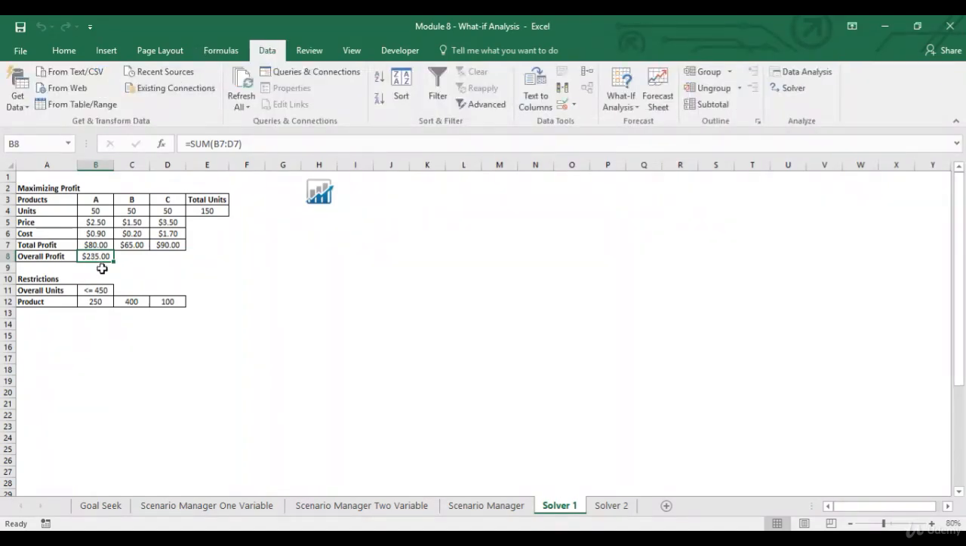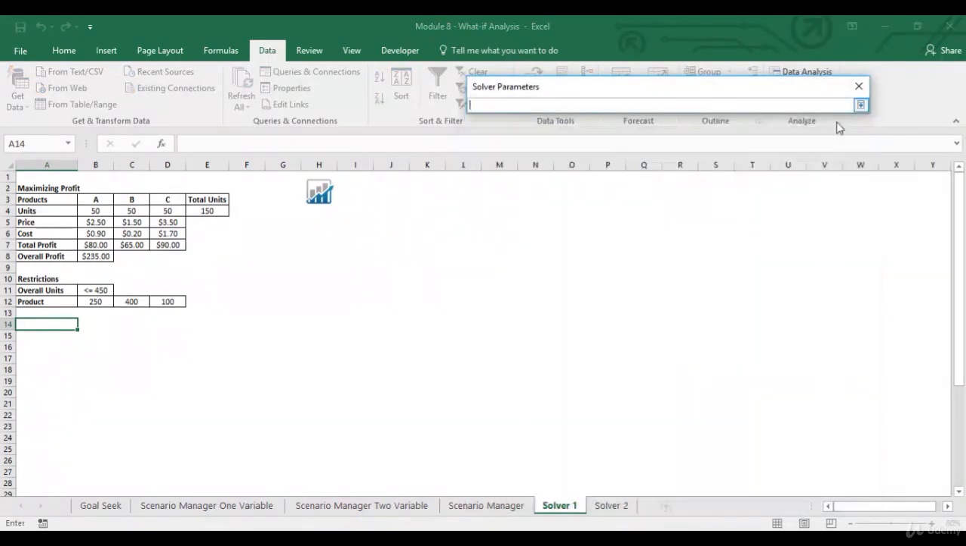Okay. So now our objective over here is to maximize this profit. Now there are some limitations over here. So one of the limitations is that the overall units which can be produced in a given month cannot be more than 450. Now for these individual products also we've got certain limitations. So we cannot produce more than 250 units of product A, more than 400 units of product B and more than 100 units of product C. So let's see how solver will work.